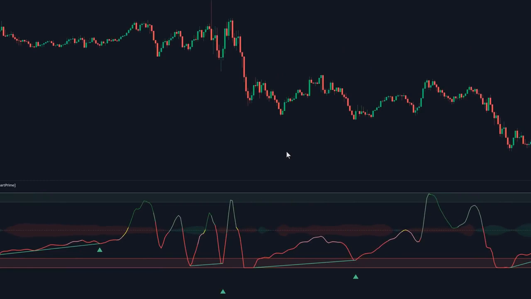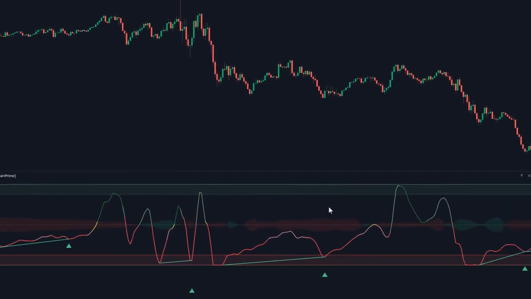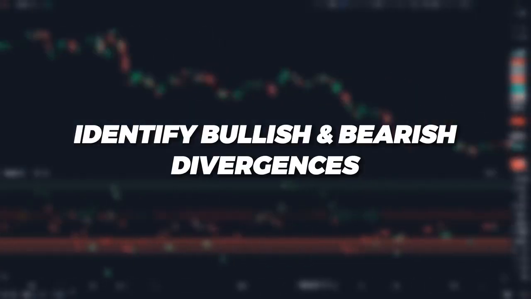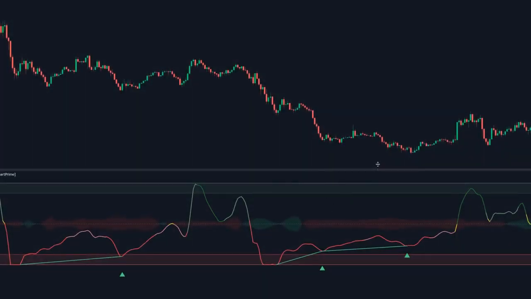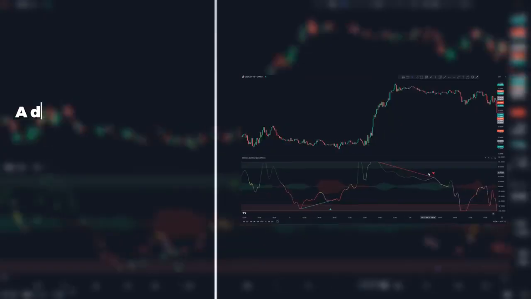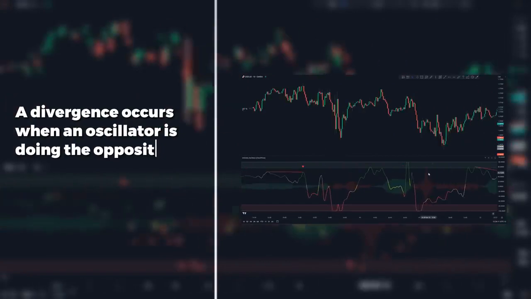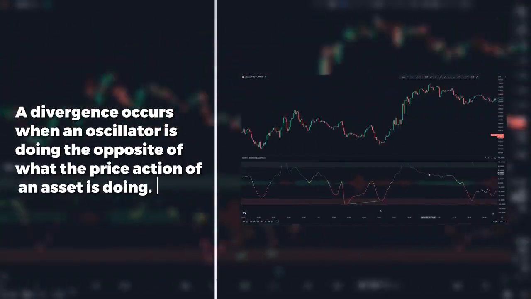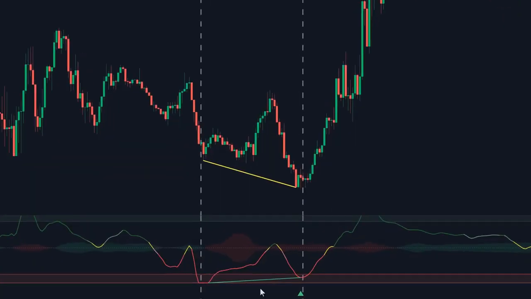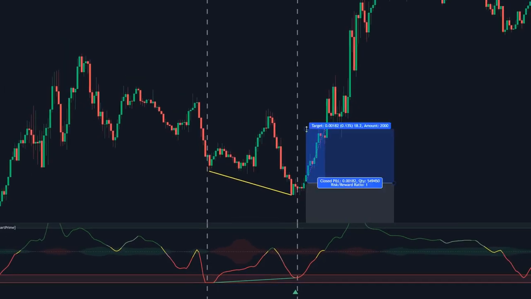Another way that we can use this indicator to trade is to use it to identify bullish and bearish divergences. But what is a market divergence? You may be thinking, well, a divergence occurs when an oscillator is doing the opposite of what the price action is doing. For example, this is a bullish divergence. As you can see here, this indicator created a higher low right here. But looking at the price action, it was actually doing the opposite. It was creating lower lows. Because of this, we're gonna enter a long position.